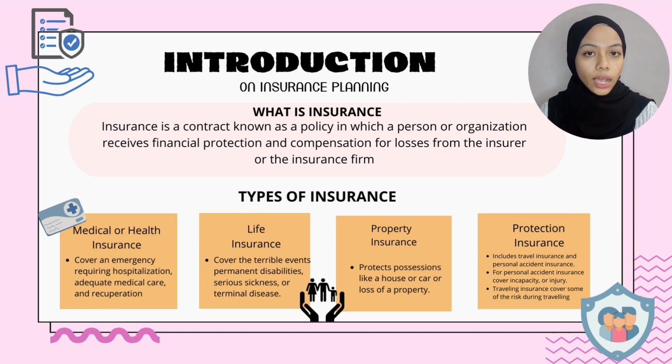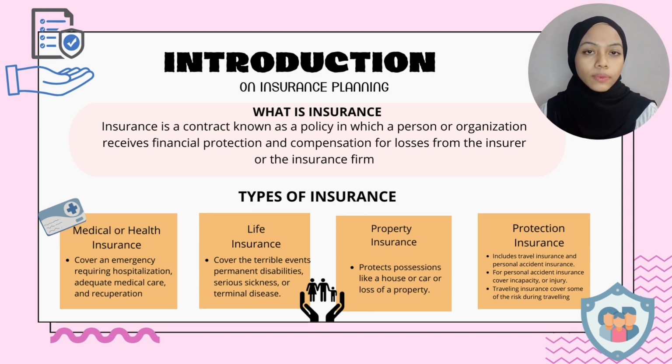First is medical or health insurance. Health insurance can cover an emergency requiring hospitalization, adequate medical care, and recuperation. In this type of insurance, people can choose between a medical card and critical illness insurance. A medical card covers major medical costs that people may otherwise be unable to afford to pay.